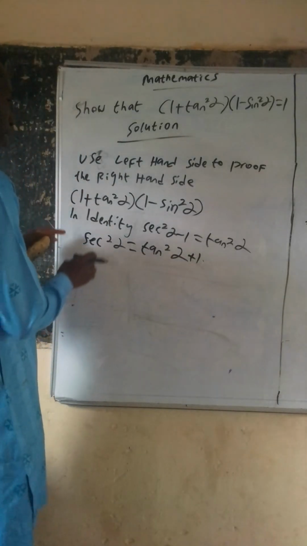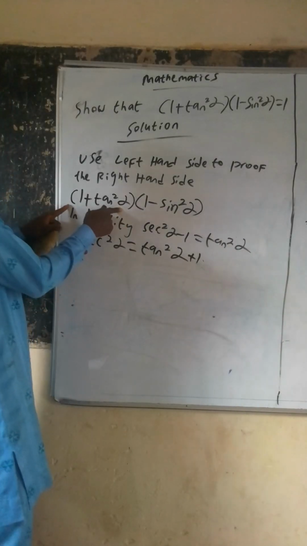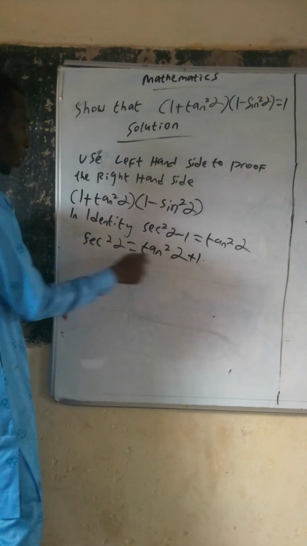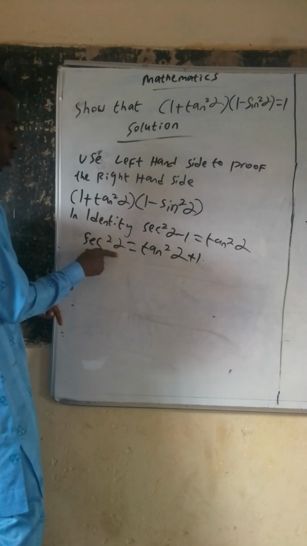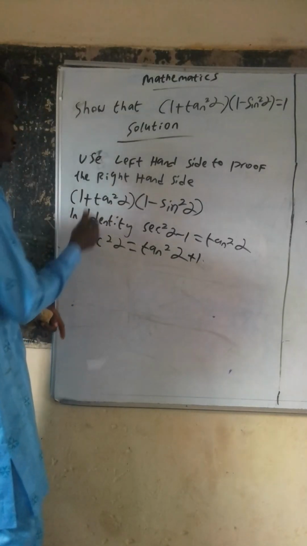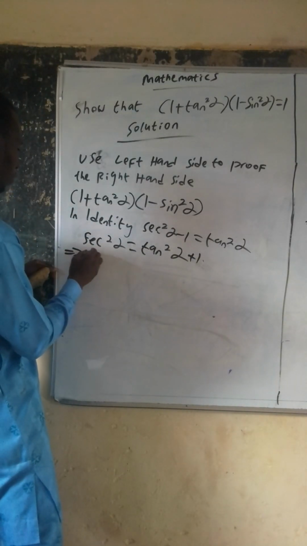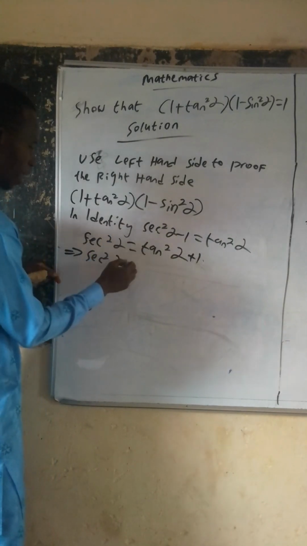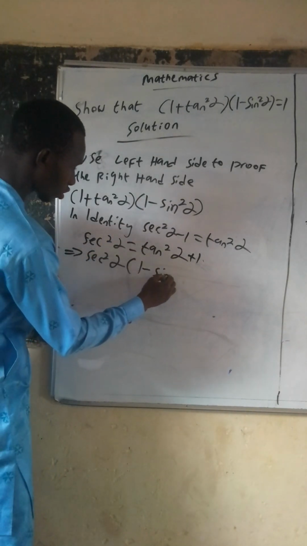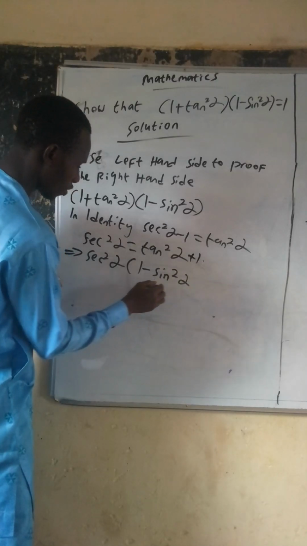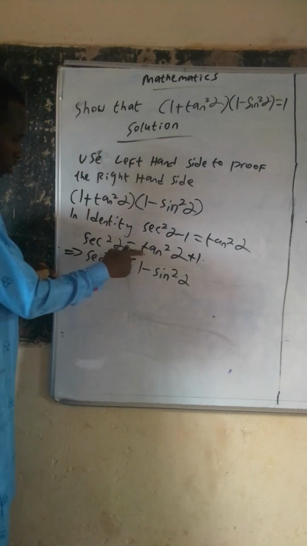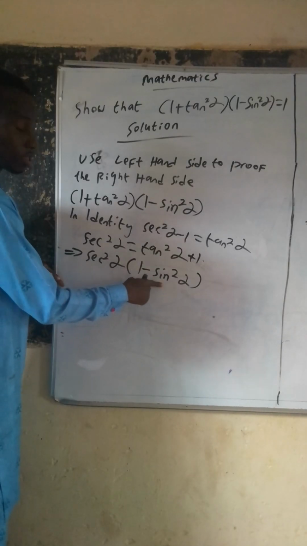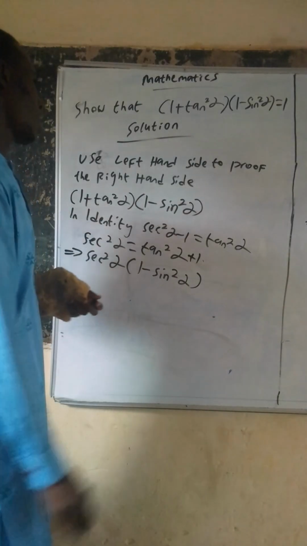So what next? Look at it carefully: 1 plus tan square alpha is the same thing as sec square alpha. So instead of this, we are going to replace it with sec square alpha. So we have sec square alpha multiplied by, in bracket, 1 minus sine square alpha. Have you seen that now?